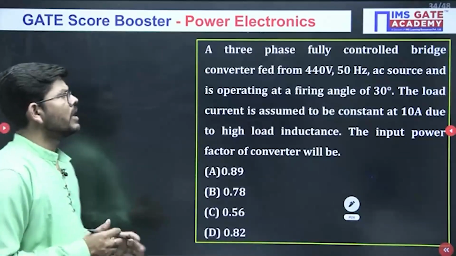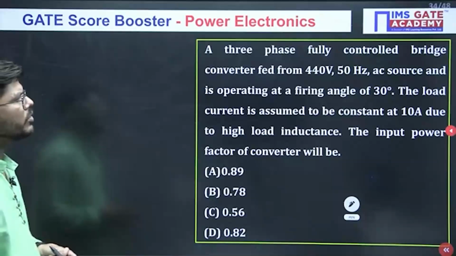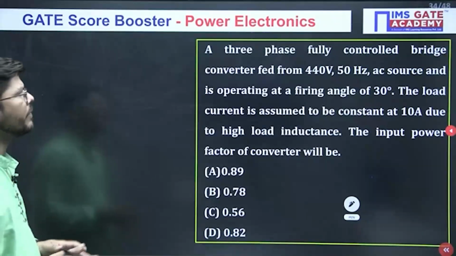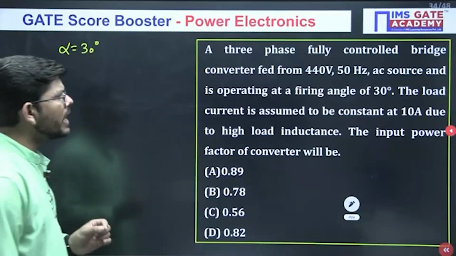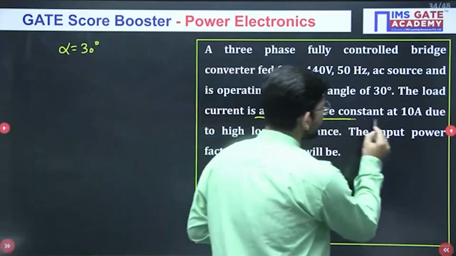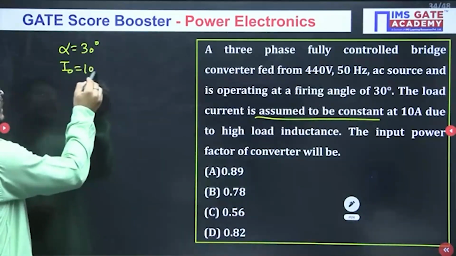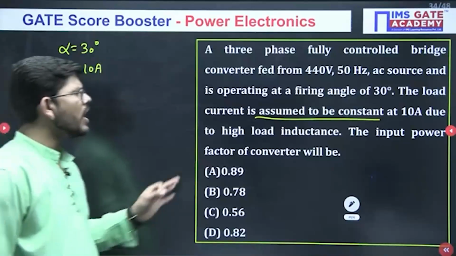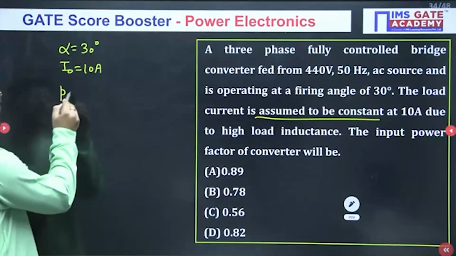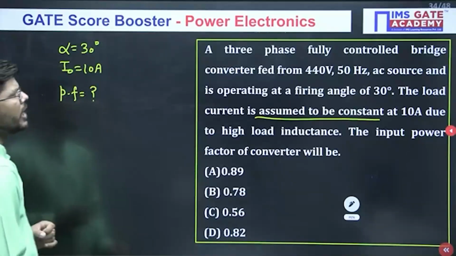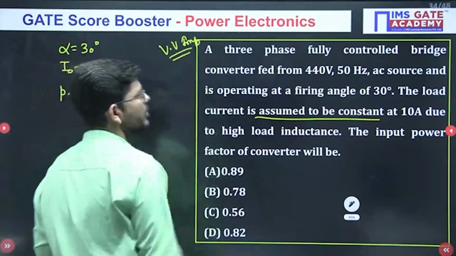Now, next question. The three-phase fully controlled bridge converter is fed from a 440 volt 50 Hz AC source and is operating at a firing angle of 30 degrees. Alpha is given 30 degrees. The load current is assumed to be constant at 10 ampere. So current is constant at 10 ampere. Due to high load inductance, what will be the input power factor of the converter? This is what you have to calculate.